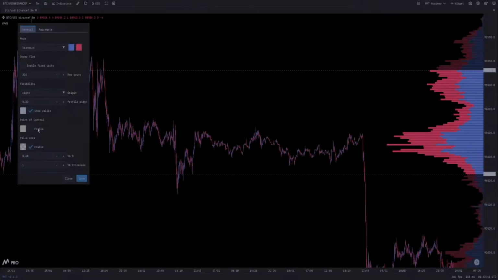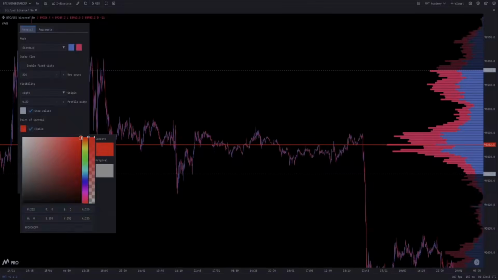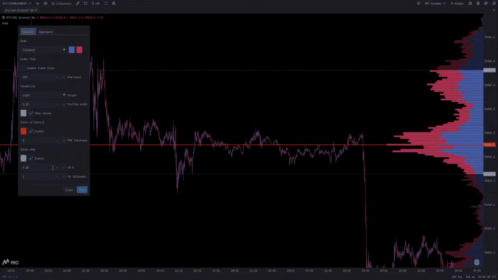as a number. Point of control, when enabled, will illustrate where the point of control is. You can change the thickness of this line and the color of it. And then there's the value area. The input entered will determine the percentage threshold of the total volume traded over the visible range to be considered as part of the value area. Traders typically use 0.68 to 0.70 for their value area function.